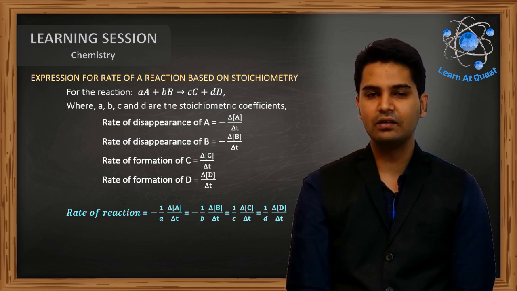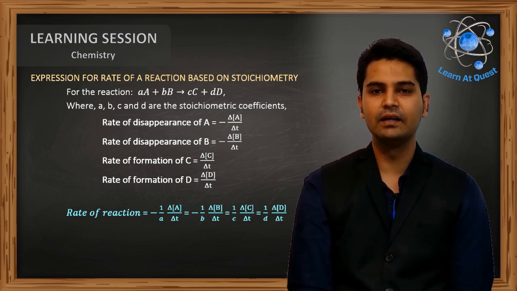The rate of reaction is then given by minus 1 upon a, delta A by delta T, which is also equal to minus 1 upon b, delta B by delta T, which also equals 1 upon c, delta C by delta T, which also equals 1 upon d, delta D by delta T.